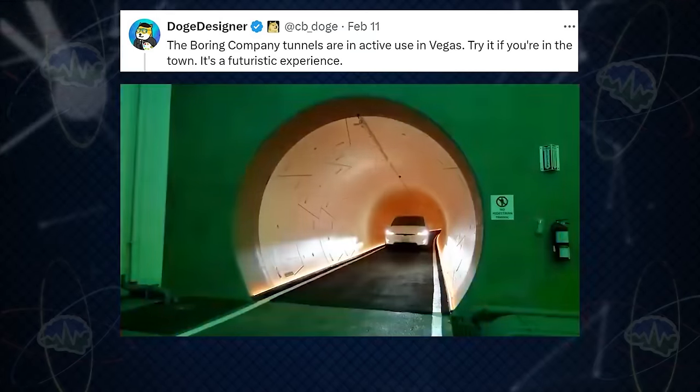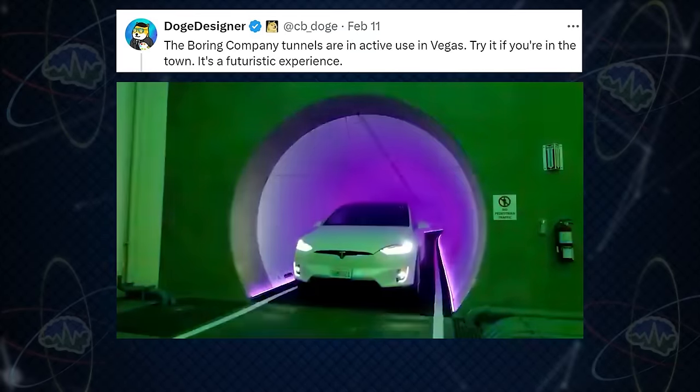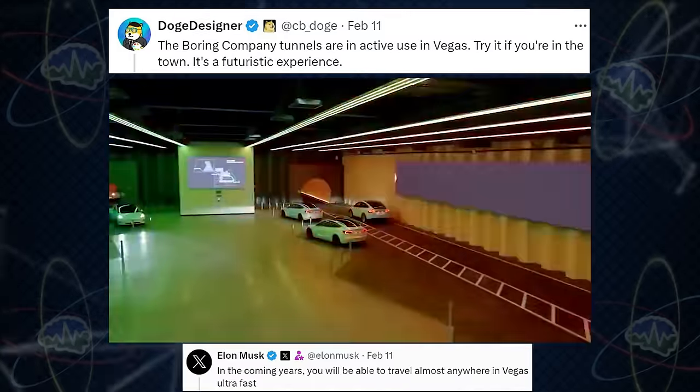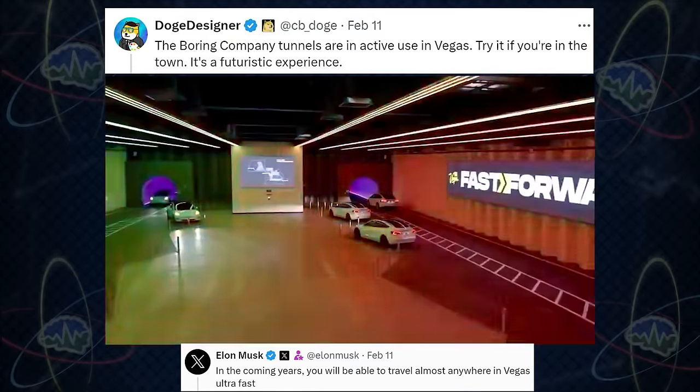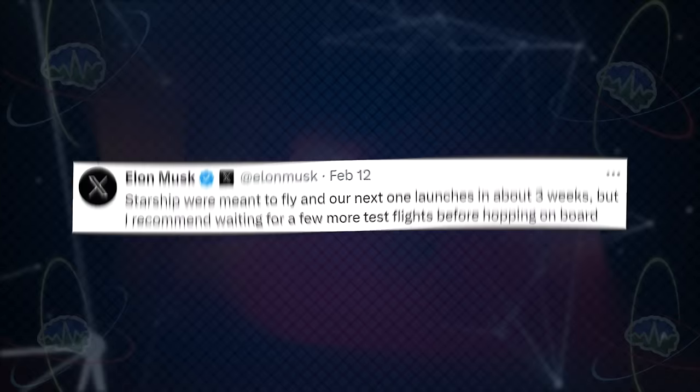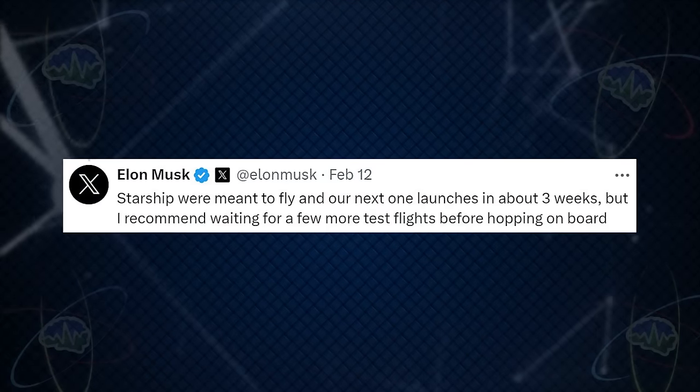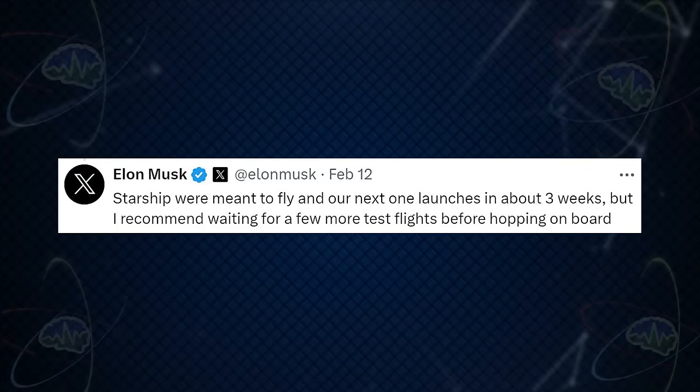Doge Designer says the Boring Company tunnels are in active use in Vegas. Try it if you're in the town. It's a futuristic experience. Elon says in the coming years, you'll be able to travel almost anywhere in Vegas ultra fast. Elon says Starship were meant to fly and our next one launches in about 3 weeks, but I recommend waiting for a few more test flights before hopping on board.